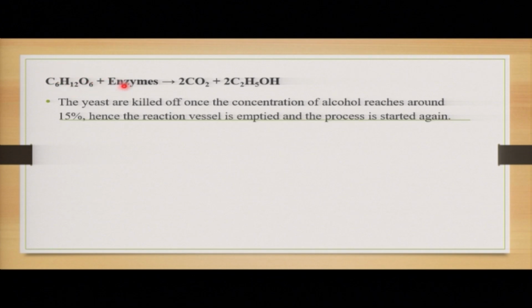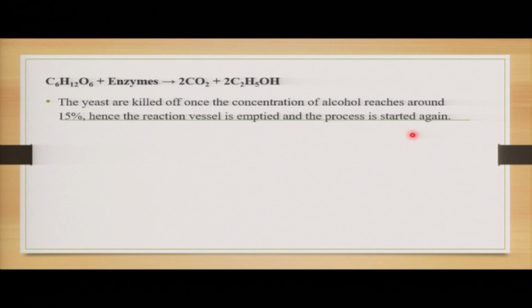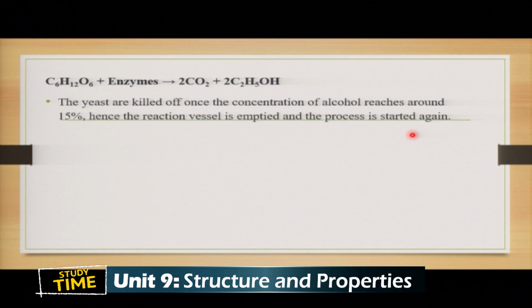You have the glucose combining with the enzyme, which we said is yeast. It produces carbon dioxide and ethanol. The yeast are killed off once the concentration of alcohol gets high. So what does that mean? It means that the reaction has to be restarted again and again. So you remove the contents of the products and then replace them with other new contents. So the reaction is not a continuous process. We'll look at that one later.